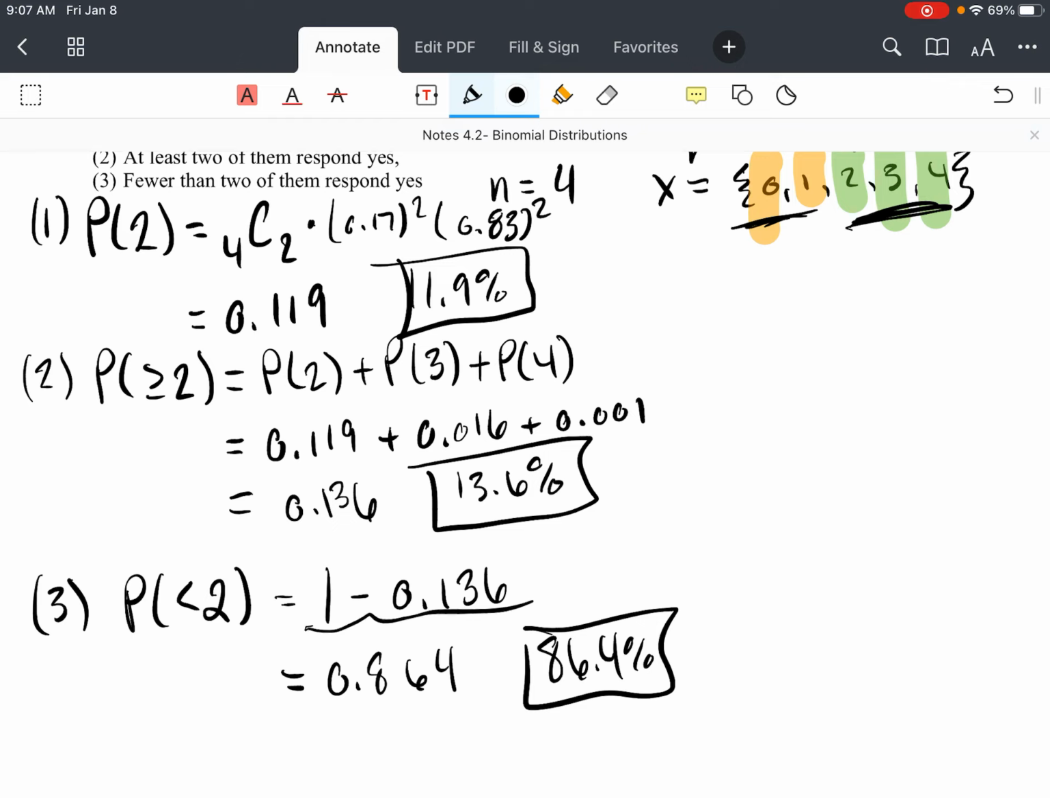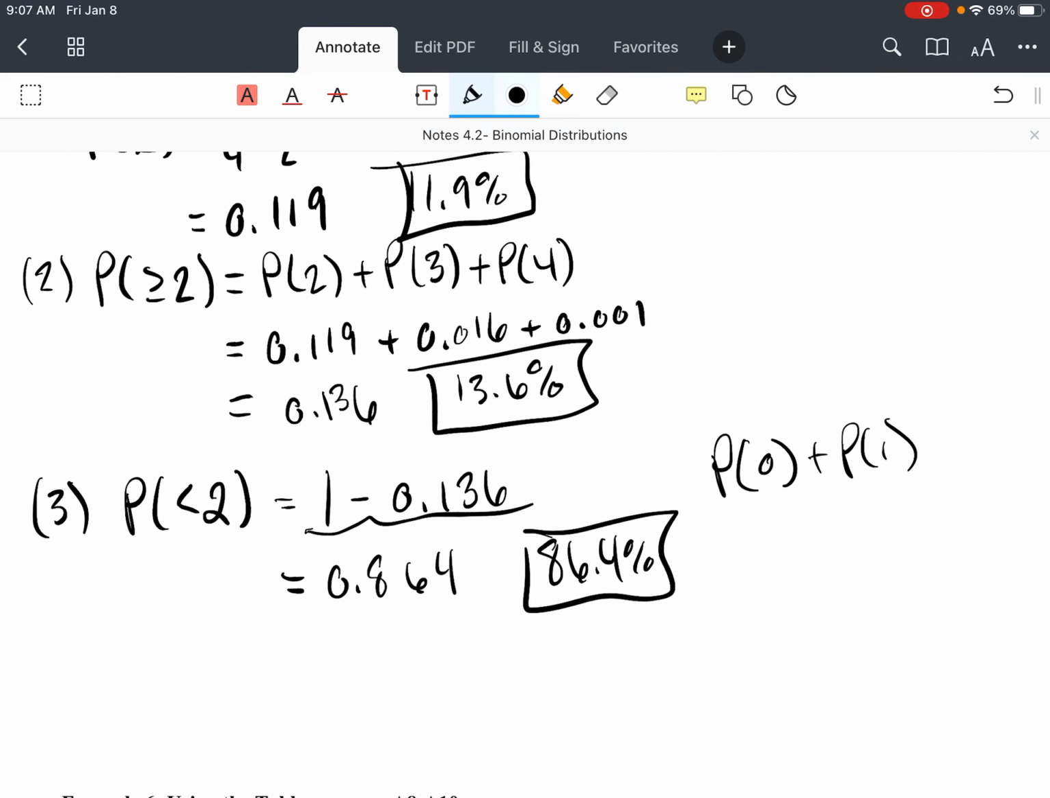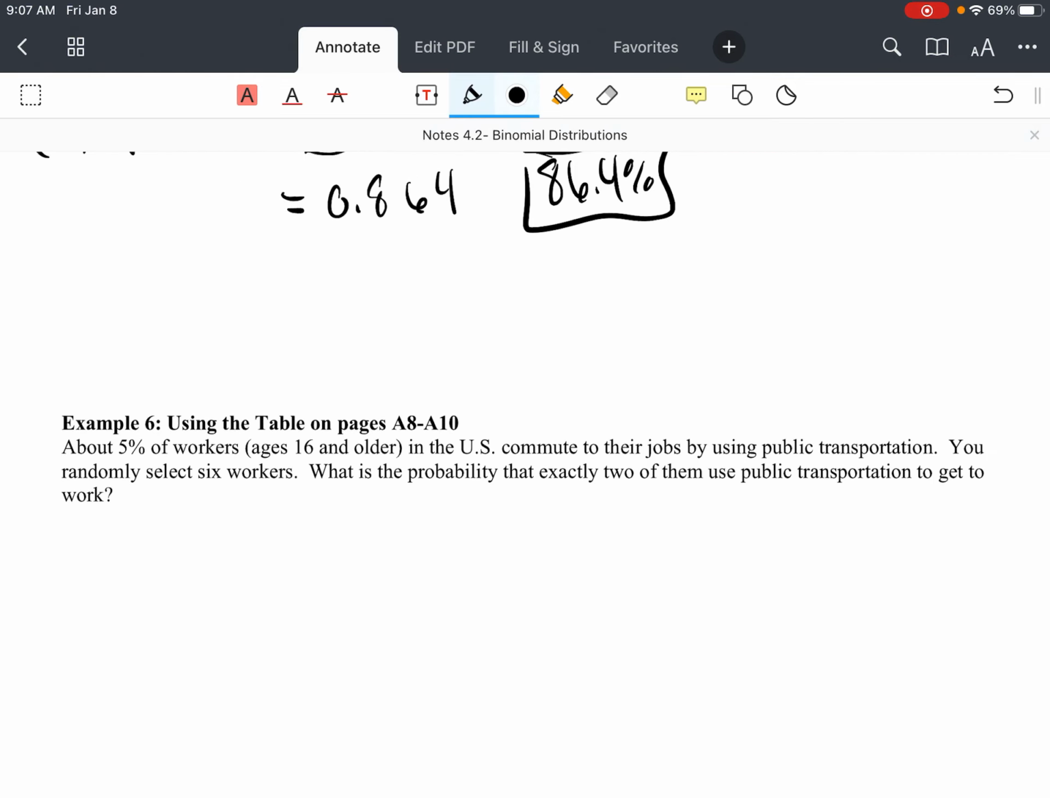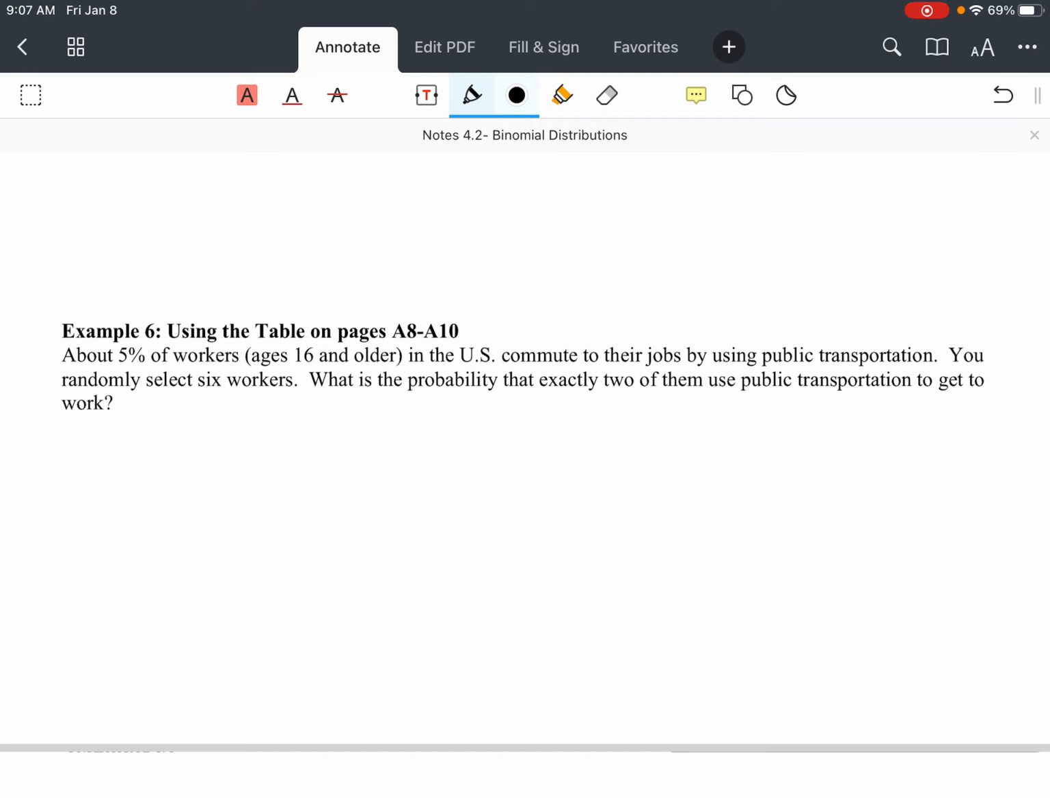Now, if you did not want to use the complement, or you did not see the complement, you would have to do the probability of 0 plus the probability of 1, add them together, and you would still end up with the same outcome.